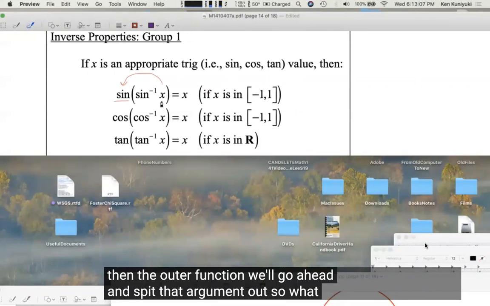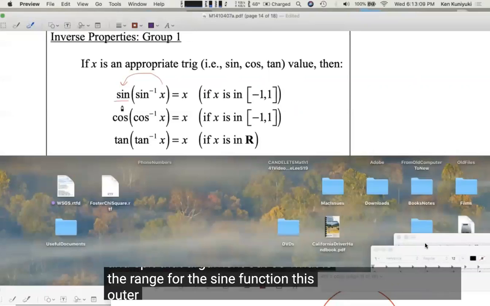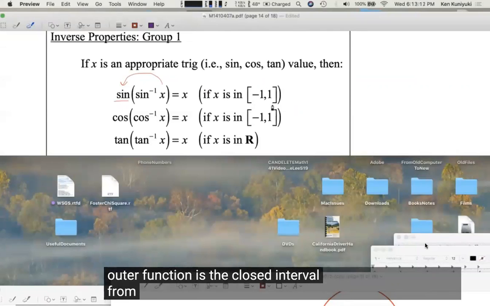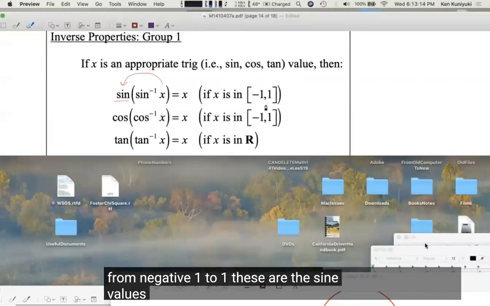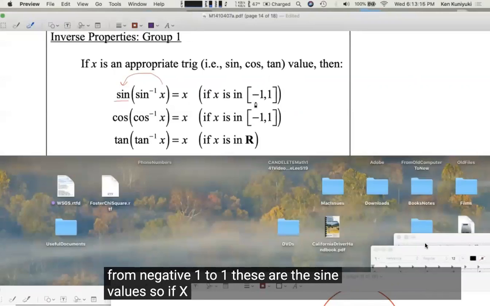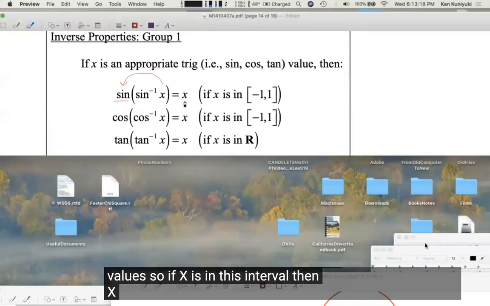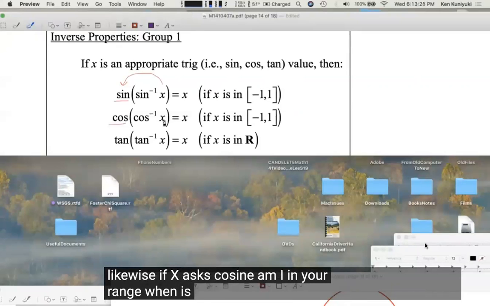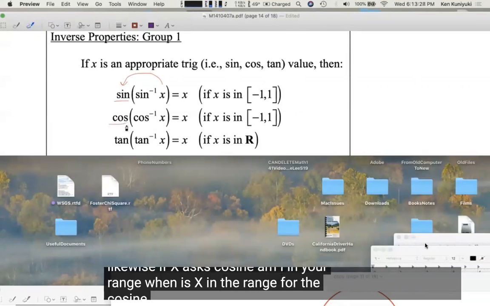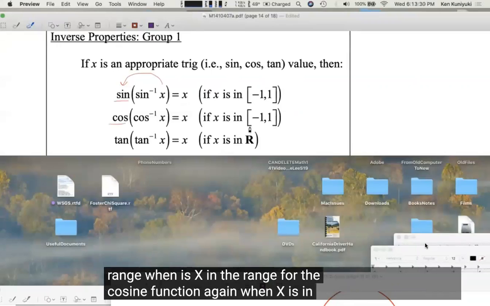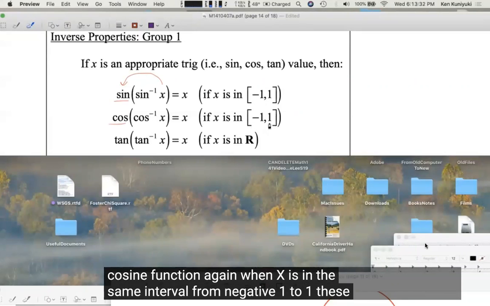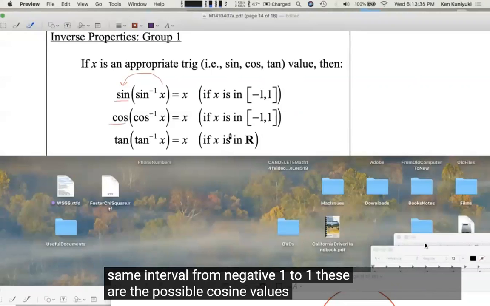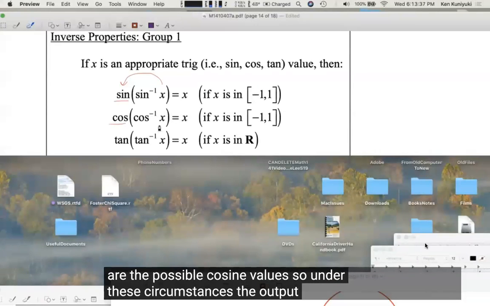So, what is the range for the sine function, this outer function? It's the closed interval from -1 to 1. These are the sine values. So if x is in this interval, then x will be the output. Likewise, if x asks cosine, am I in your range? When is x in the range for the cosine function? Again, when x is in the same interval from -1 to 1. These are the possible cosine values. So under these circumstances, the output will be x.